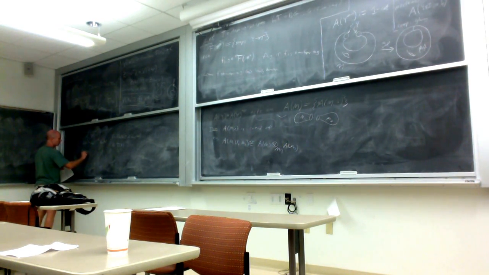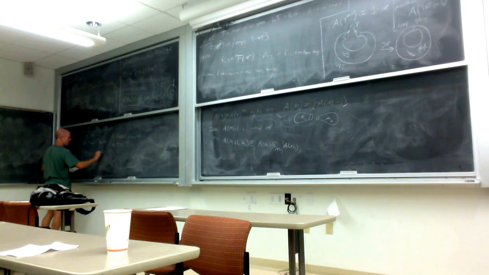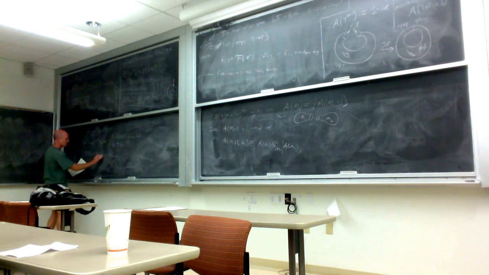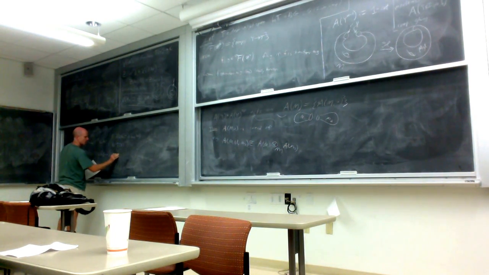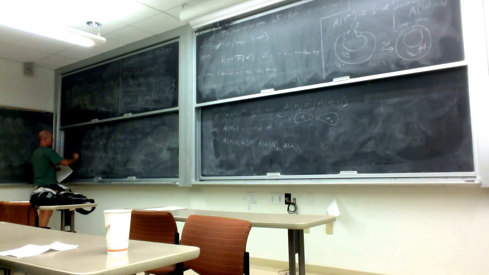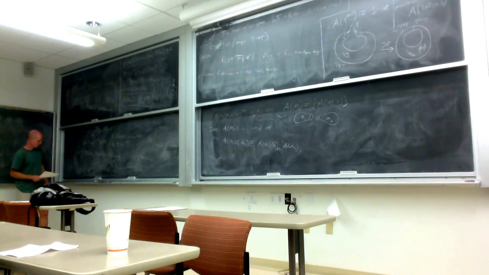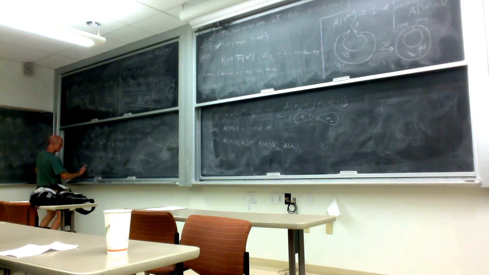So I want to claim I can now think of the path integral as being a function from the vector space associated to the incoming boundary to the vector space associated to the outgoing boundary. I'm about to say that in more detail. So Z of W sub d evaluated on f evaluated on x.